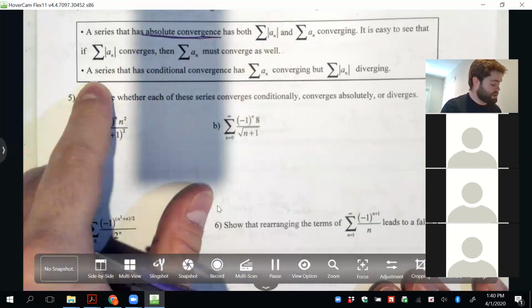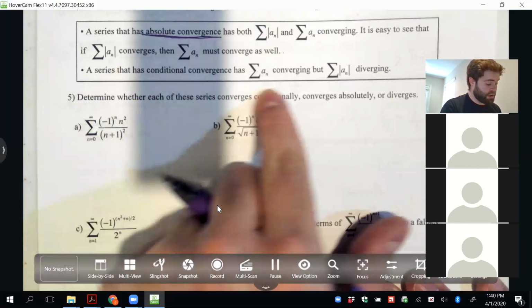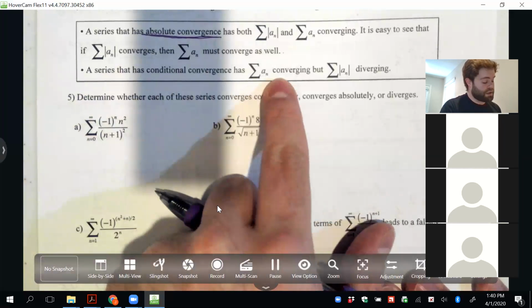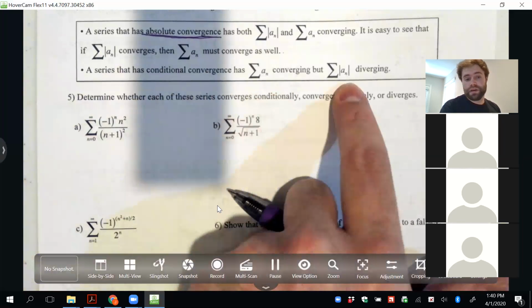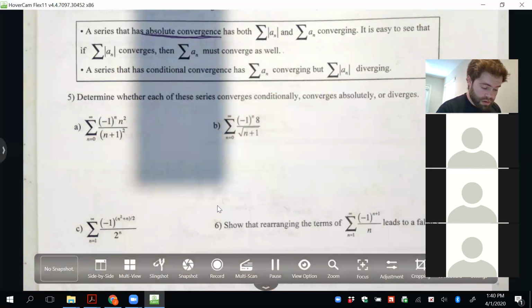A series is only conditionally convergent if the alternating series without the absolute value converges, but the series with the absolute value does not converge. And we'll show both.